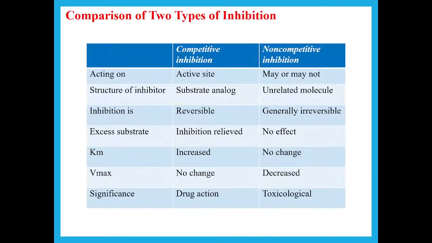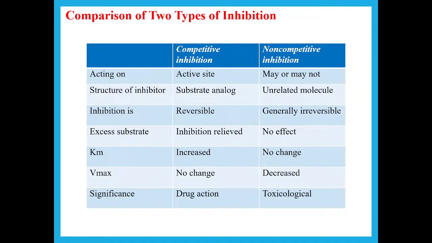So, now comes the most important comparison between the two types of inhibition, and this comparison should be on different parameters. Whenever you study biochemistry, it should be in different segments. Which are you comparing? Where are you comparing? What are the sites or the parameters on which you are doing the comparison? So, first is acting on. Competitive inhibition acts at the active site, non-competitive may or may not.